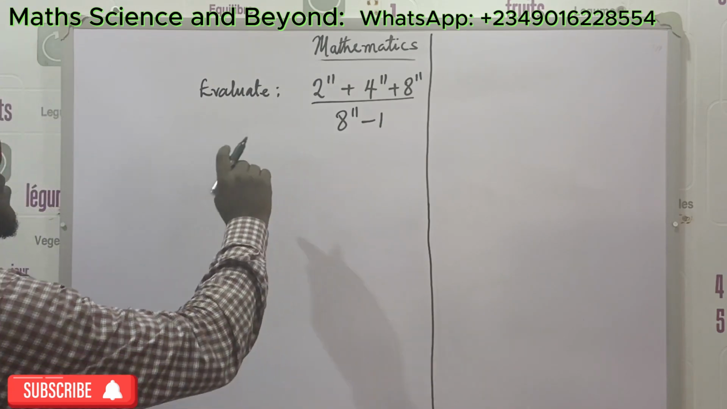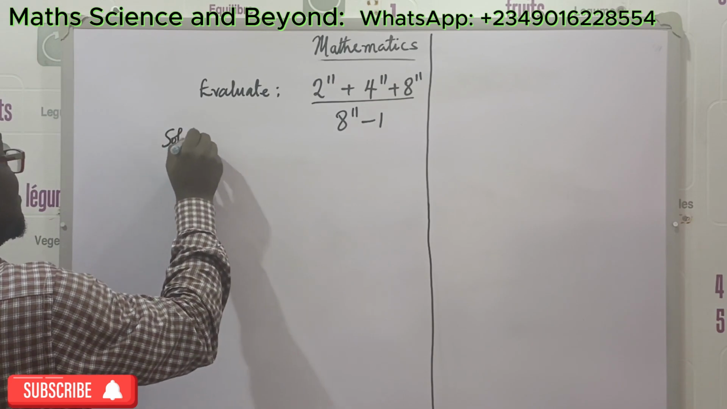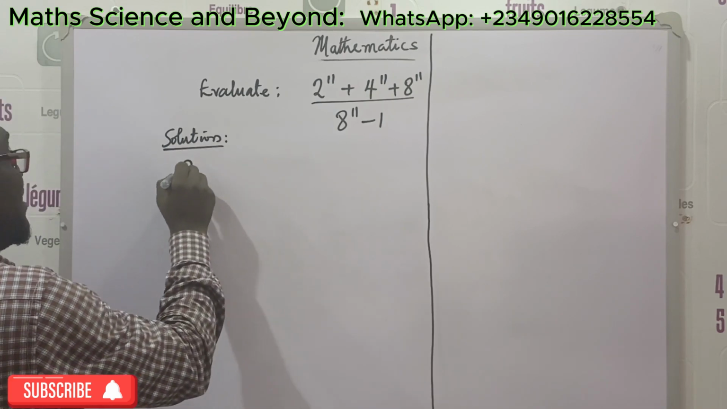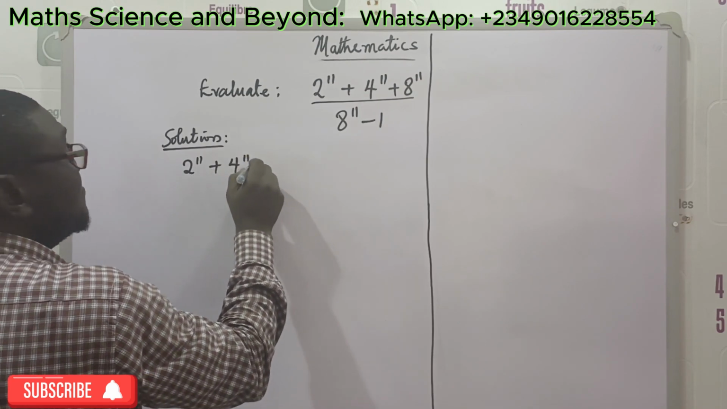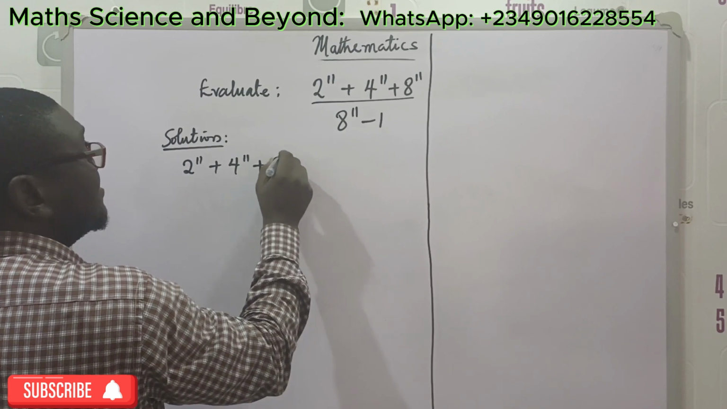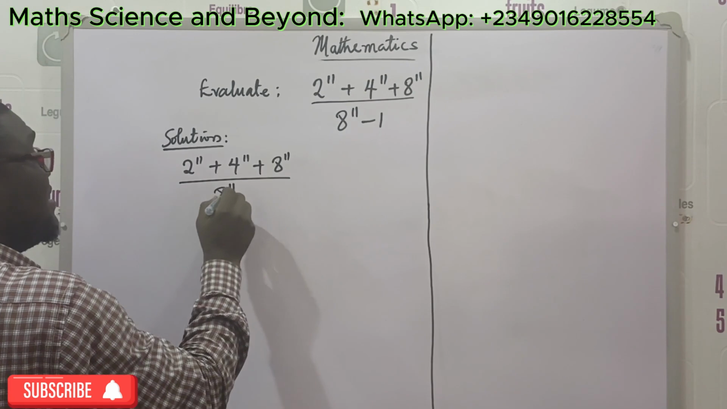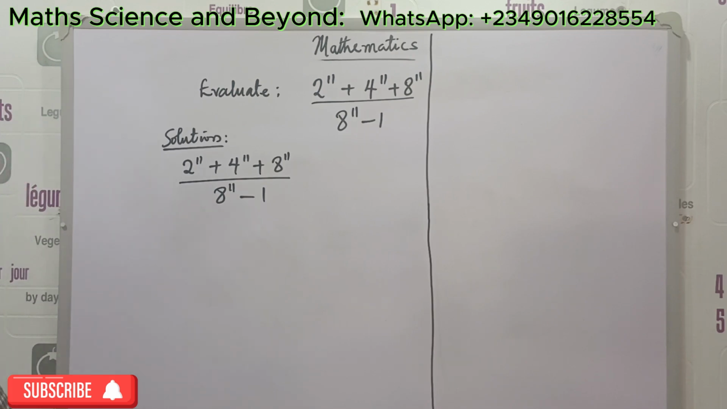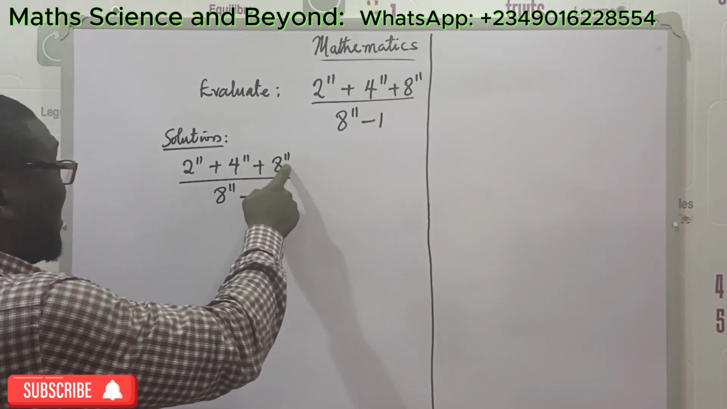Now, this is 2 raised to power 11 plus 4 raised to power 11 plus 8 raised to power 11, all over 8 raised to power 11 minus 1. So what we are going to do is try to transform 4 and 8.